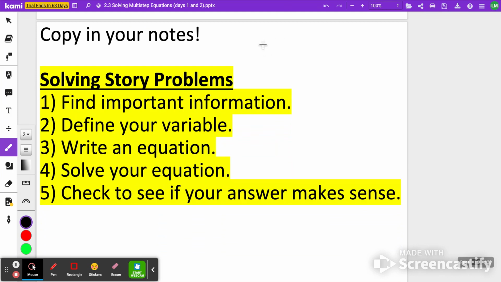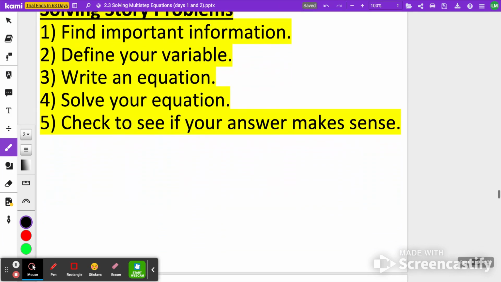If you had not had time yet, go ahead and pause this video now, copy these 5 quick steps, and when you're ready to check and go on, click play.